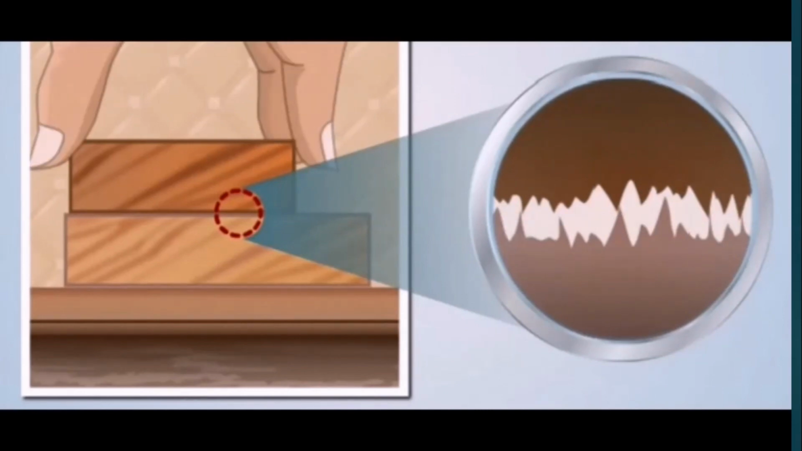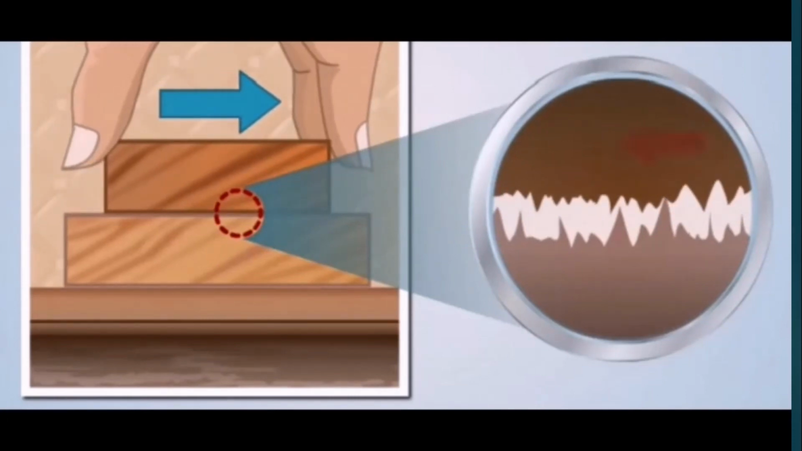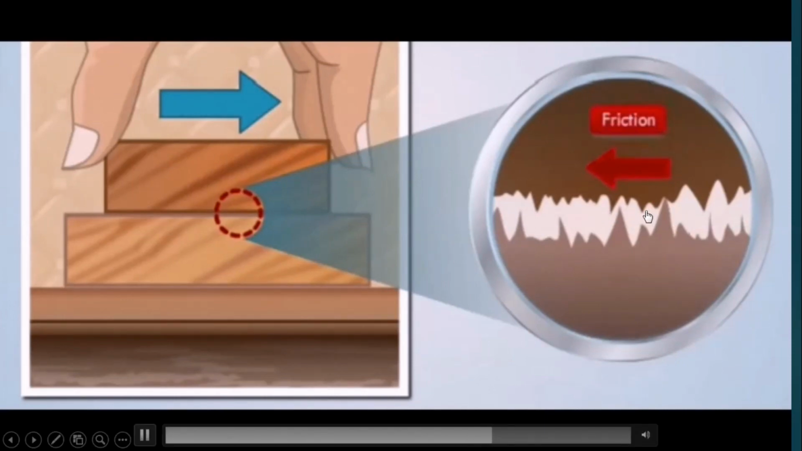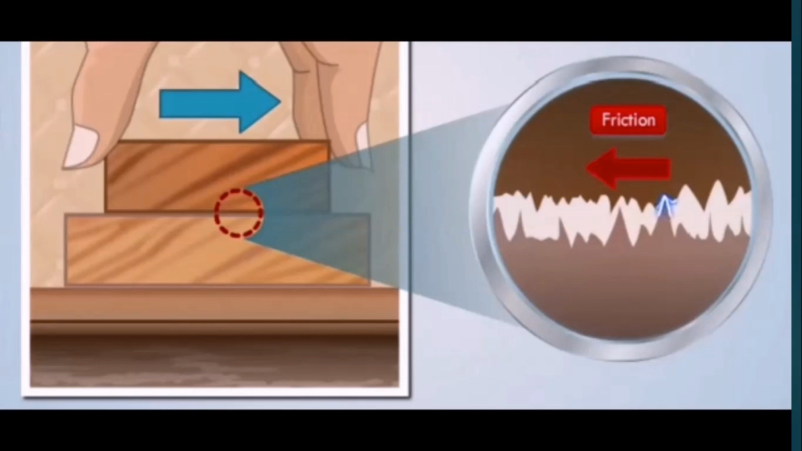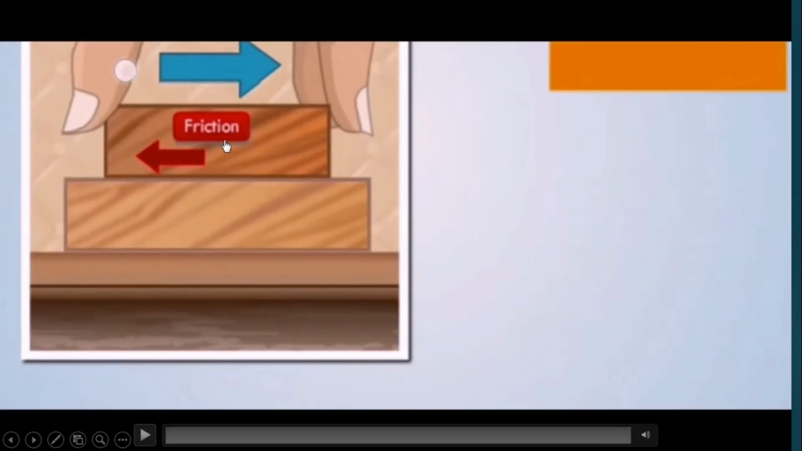Now when we try to move one of the bodies on the surface of the other body, this interlocking of cold welds opposes the motion. See here, they are opposing the motion. Clear? And you know, this opposing force is friction. Clear? Now see here, this is the applied force and this is the force of friction. So you know that the force of friction is always opposite to the applied force. So therefore, these cold welds are basically responsible for the friction. Understand?